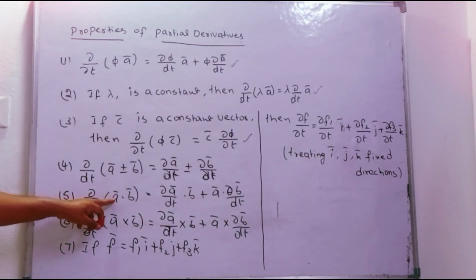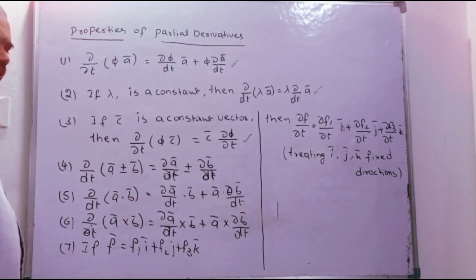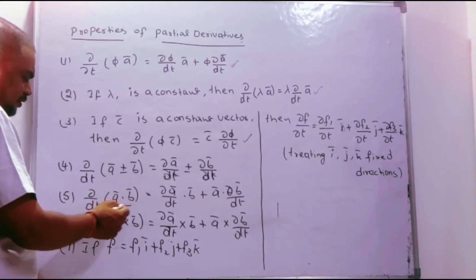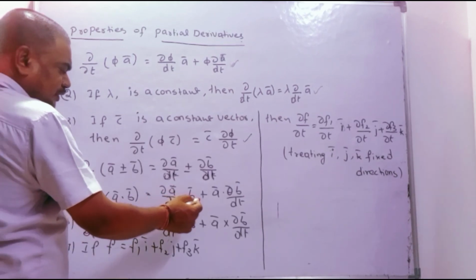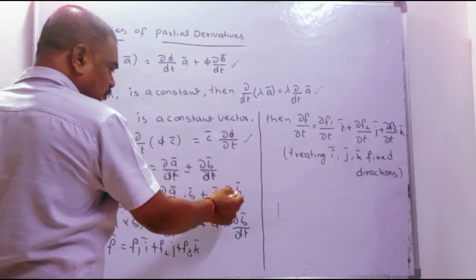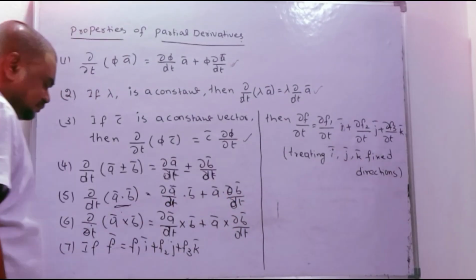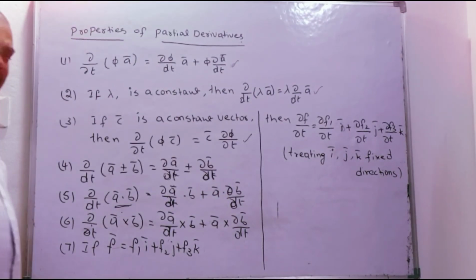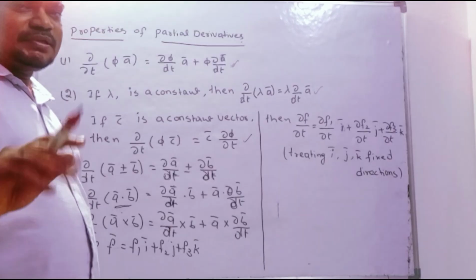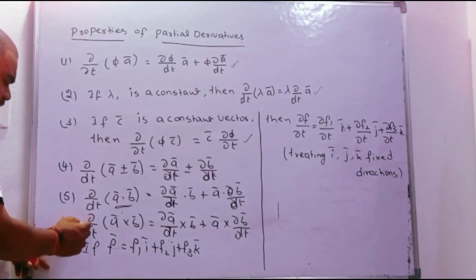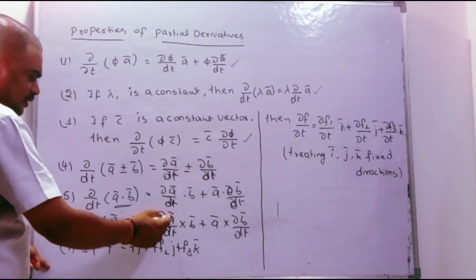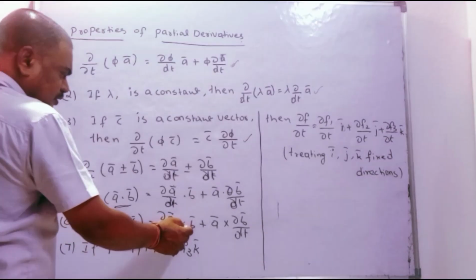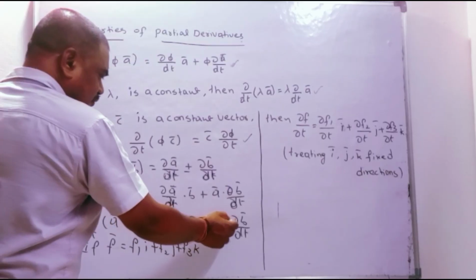Dou by dou t of a vector dot b vector, where a vector and b vector are two vector functions and this is the dot product, equals dou a vector by dou t dot b vector plus a vector dot dou b vector by dou t. If it is a vector cross b vector, meaning the cross product, dou by dou t of a vector cross b vector equals dou a vector by dou t cross b vector plus a vector cross dou b vector by dou t.